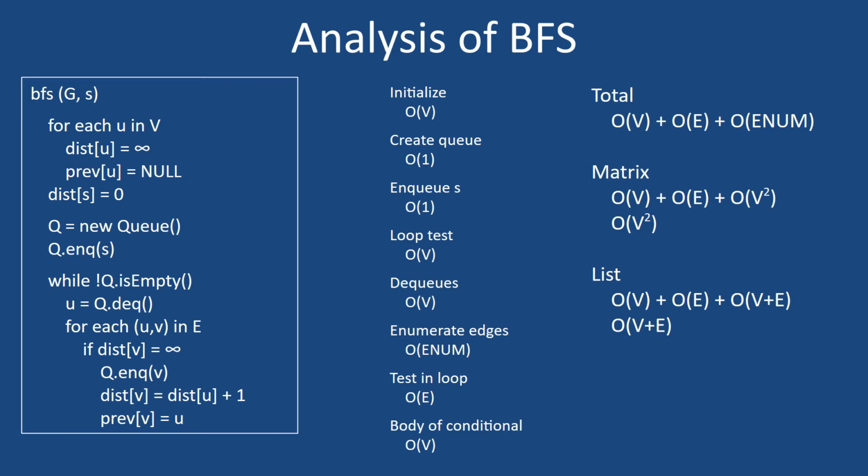What is the body of conditional O of V? This here? Yes. Okay, he's asking, why is the body of conditional O of V? First thing to realize is, when I say body, one execution of the body of the conditional is constant time. But the body is executed V times over the entire life of the algorithm, once per vertex. So V times constant equals V. Yeah, I guess I should say body conditional over life of algorithm. Test and loop over life of algorithm.